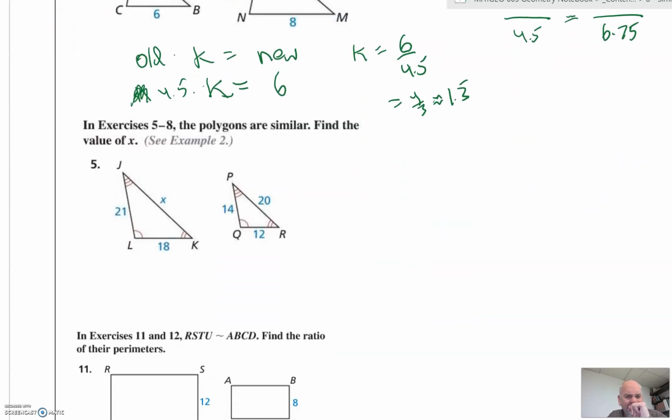Right. Next one. The polygons are similar. Find the value of x. So they say they're similar, but I've got to make sure I'm matching it up in the right way. It's pretty obvious on this one, but this is the kind of thing you have to watch out for. So x is the one between 3 and 2, so that corresponds to the 20 on this one. And so I could say 20 is to x as, and then I just need to get two other corresponding ones. So I'll get 21, that's between the 3 and the 1, is to 14.